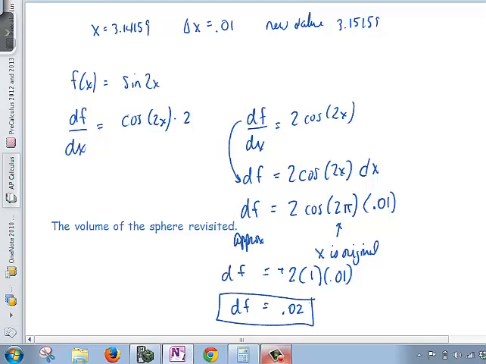Let's see what happens when we check this out, when we do this with the actual function. So I'm going to go to Desmos and I'm going to put in this function, and I'm going to look at where it exists at pi, and I'm going to see how much it changes when x changes by 0.01. So I'm just going to pause the video and change over to Desmos and set that up.